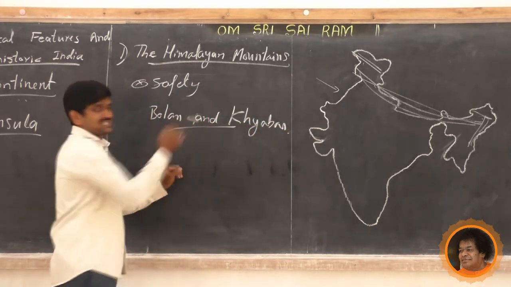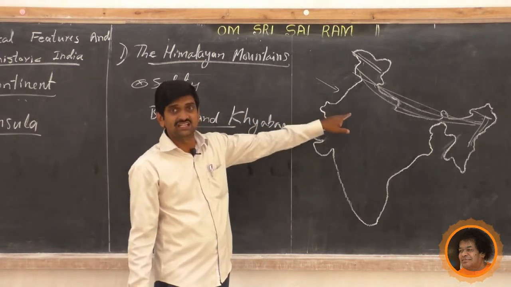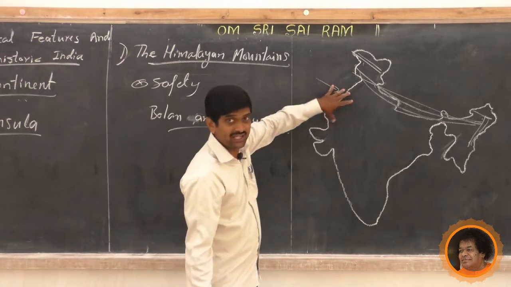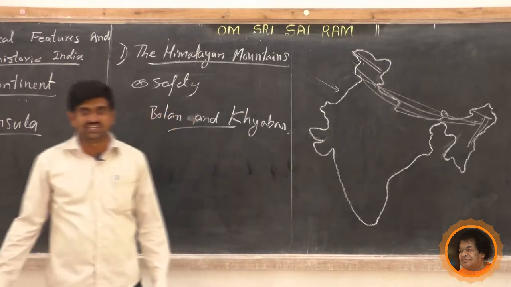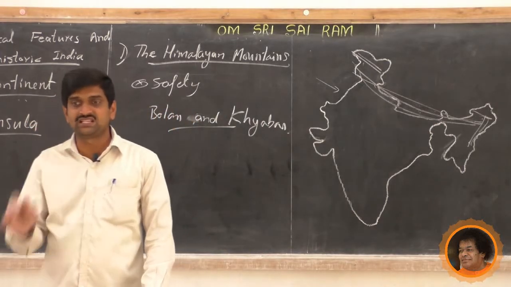So these are the 2 passes. Through these passes, the enemies attacked India. So attacks came only from this area. This provided India security. So this is about the importance of the Himalayan mountains.